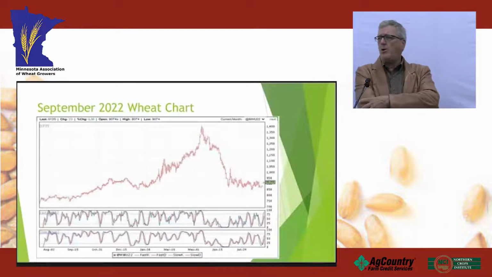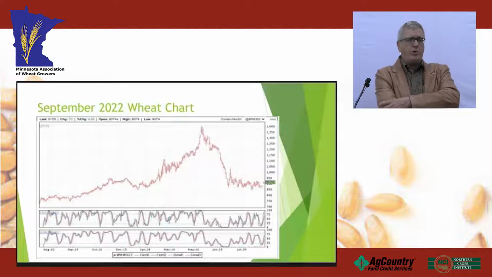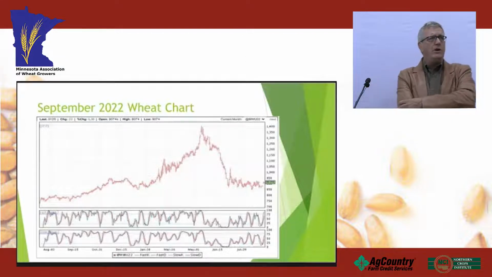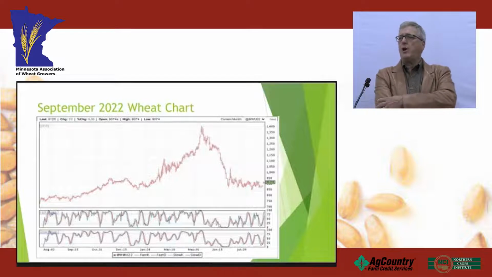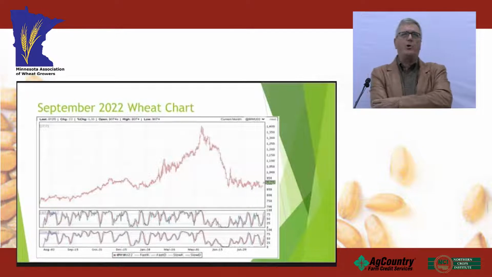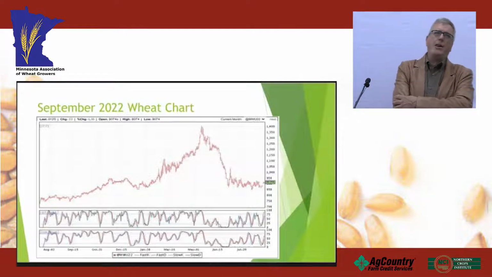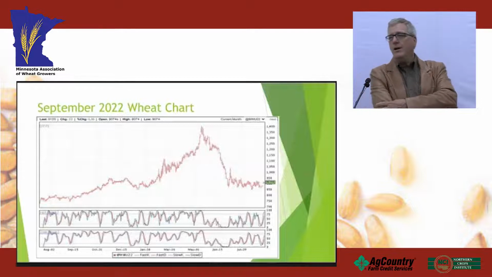Here is the September 2022 spring wheat chart. And I think you can all appreciate that we had a considerable rally in wheat. Spring wheat especially got all the way up to $14 on our new crop contract. And of course, everybody sold 100% of their insured production at that point, right? The reality is that's not accurate.